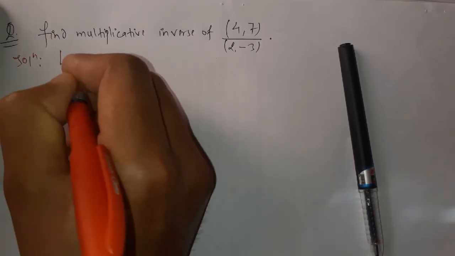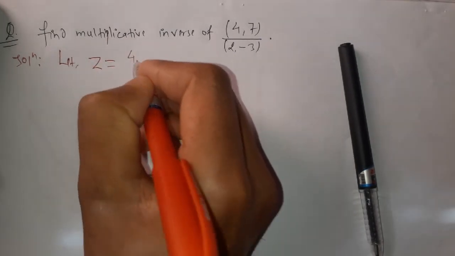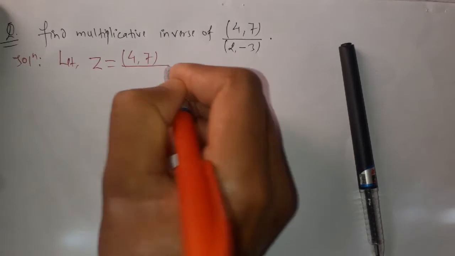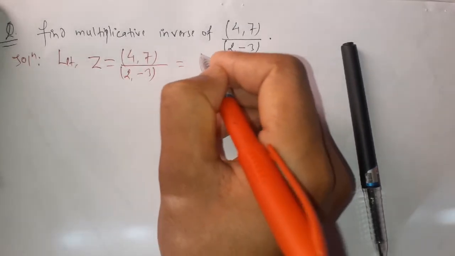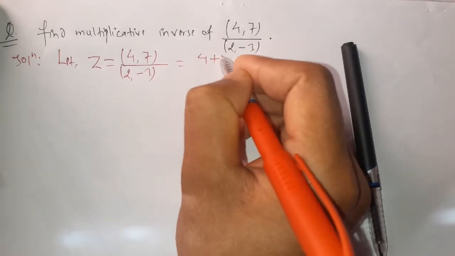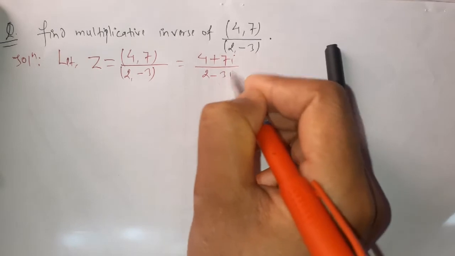Let us suppose the given complex number is z. It is (4, 7) divided by (2, -3) in ordered pair format, and this can be written in linear form as 4 plus 7i divided by the complex number 2 minus 3i.